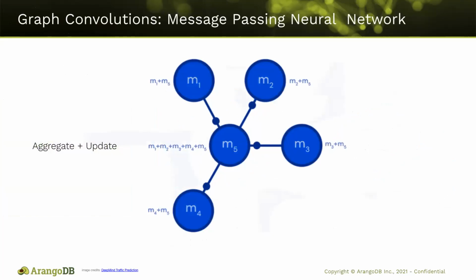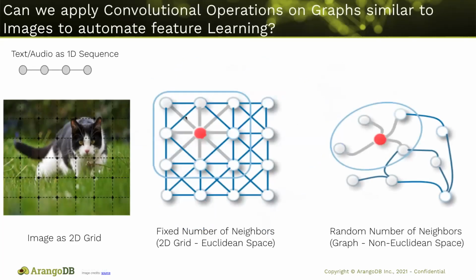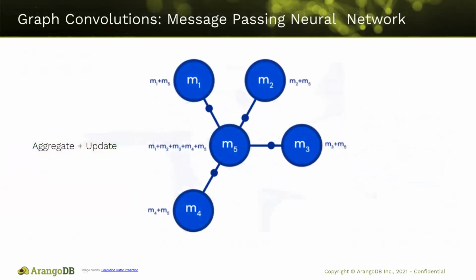Graph convolutions are also sometimes known as message passing neural networks. So the question here is how we can perform convolutions on the graph. These convolution-like operations can be represented as a two-step process: aggregate and update.